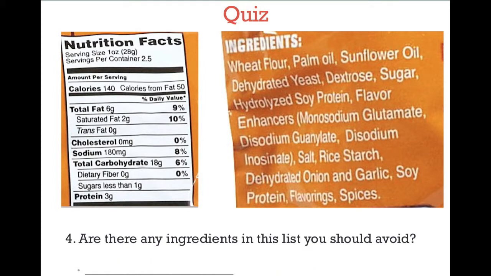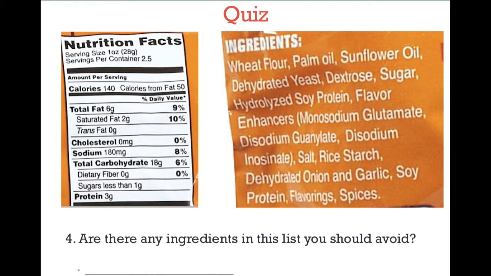For the fourth question, are there any ingredients in this list that you should avoid? To answer this question, first look at all the ingredients listed. Ask yourself, how many of these ingredients do I recognize? How many of these ingredients have I never heard of? Write down the ingredients that you do not recognize. There may be several of them. If you don't recognize an ingredient, it's important to look it up. You should know what you are putting in your body.